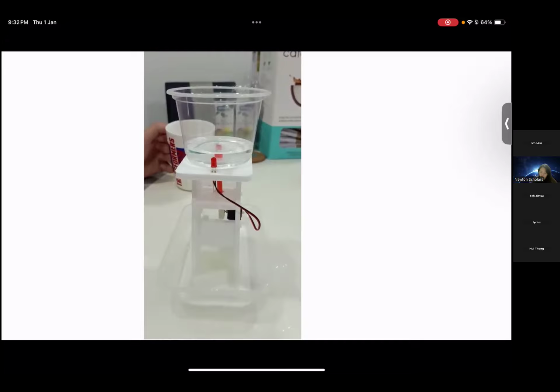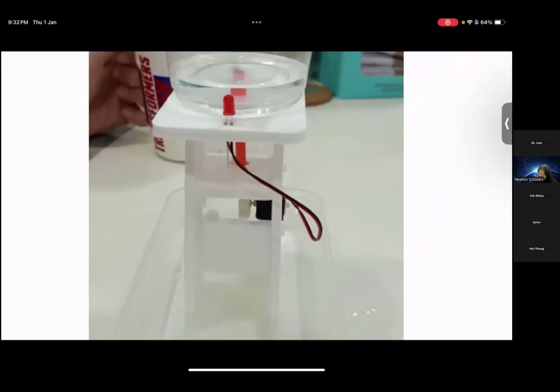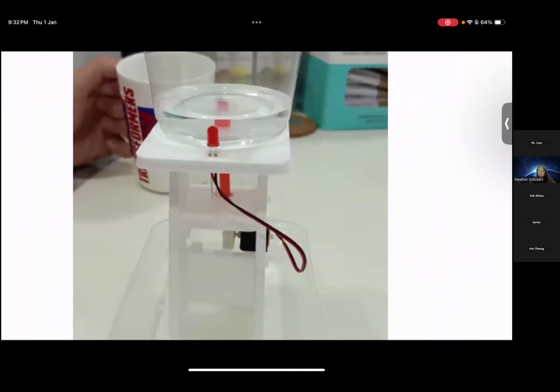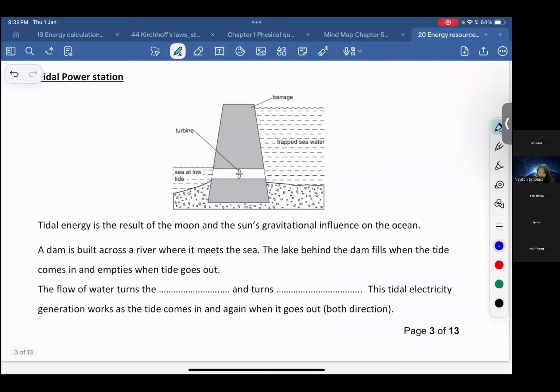Okay, so let me repeat my explanation one more time. When the water flows through the straw here, it hits the white color part, which is the turbine part, this part. Then the turbine turns, and since the turbine is connected to the generator, it makes the generator turn also. So at the end we generate electricity. Here I connect my LED to the wire of the generator, so my LED will blink because electricity is produced. Okay, then we finish this part.